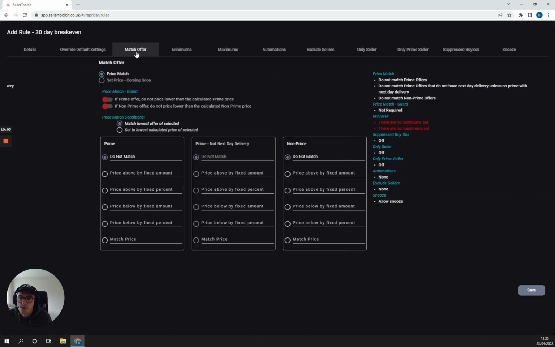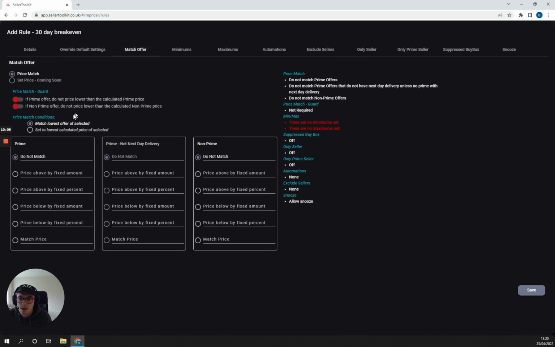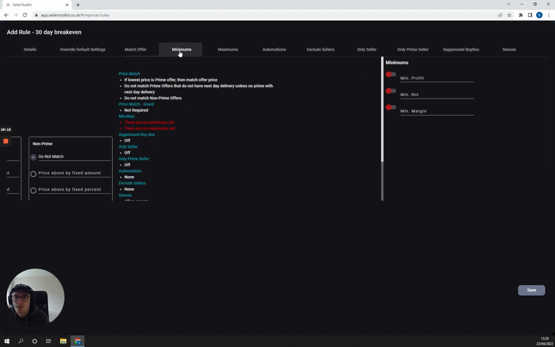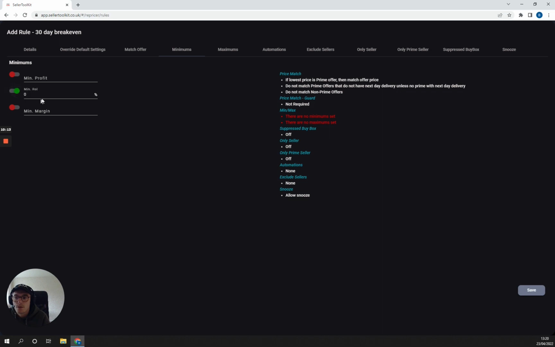So I'm basically going to do exactly the same here. Only matching prime price, not interested in prime, not next day or non-prime. The only difference is going to be minimum ROI. I'm going to put this to 0%. This doesn't mean it's going to tank it to 0%. It just means I'm now going to get sales between 0 and 15%, which I wouldn't have before on the default rule. No maximums again.